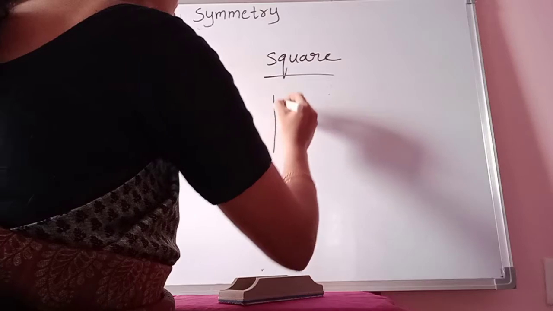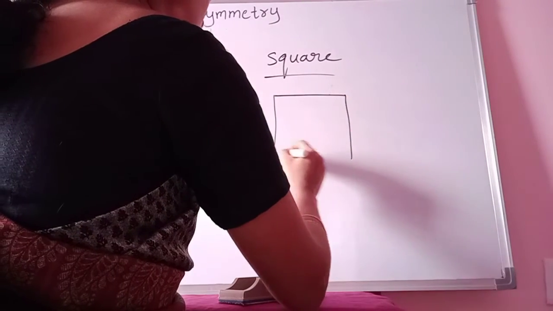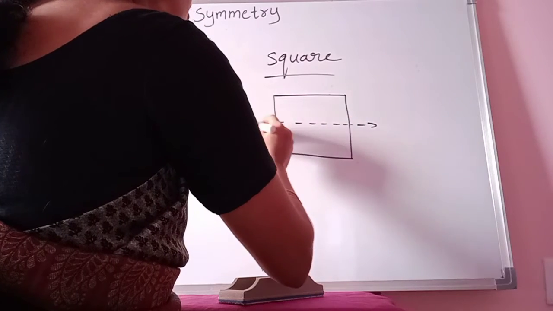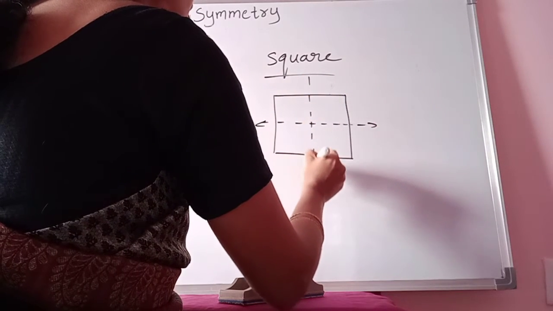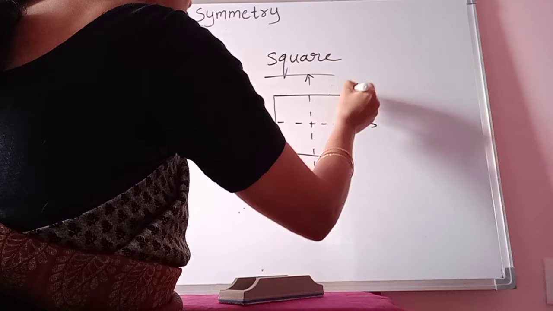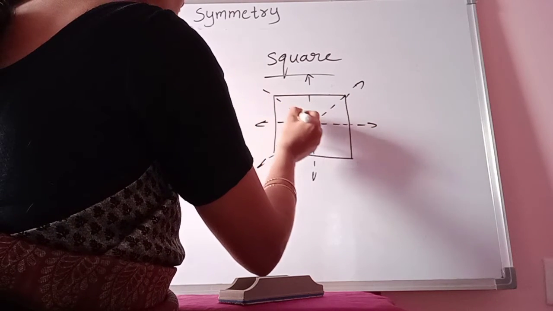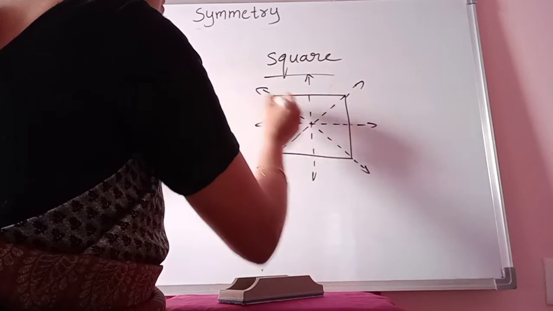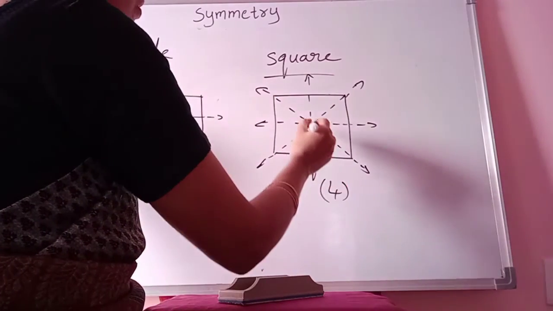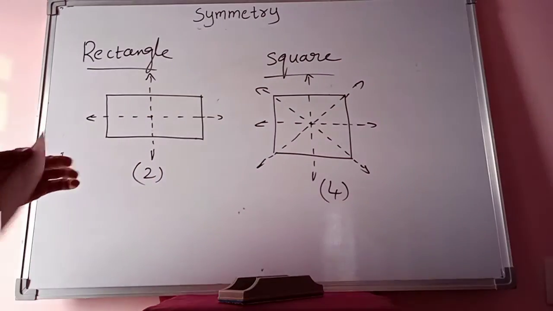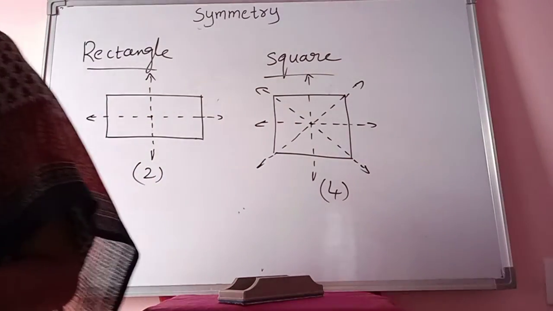Square is having four lines of symmetry. That is, one is horizontal line of symmetry, other one is vertical line of symmetry and diagonal line of symmetry. It is having four lines of symmetry. All the lines of symmetry should pass through the midpoint. Okay children, in this way you should draw. This is about the square.